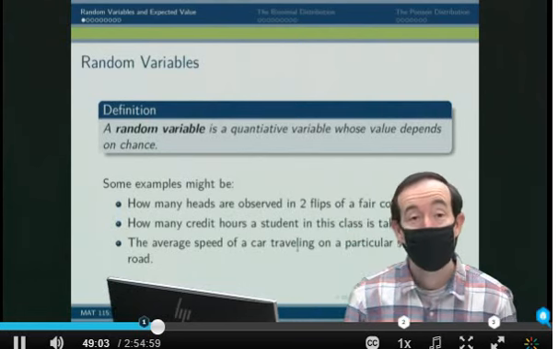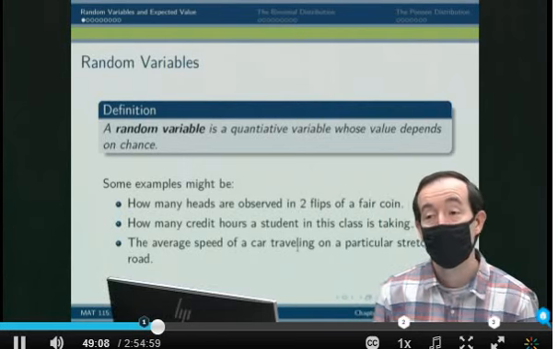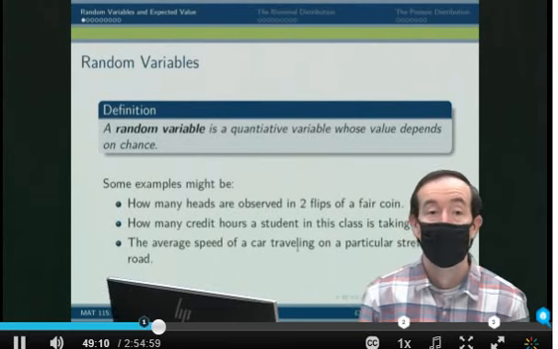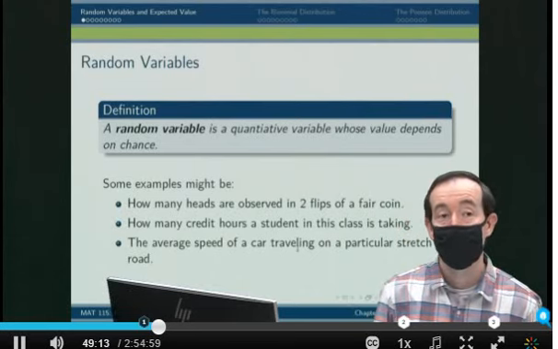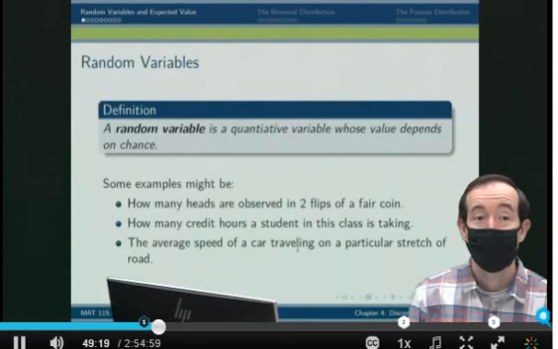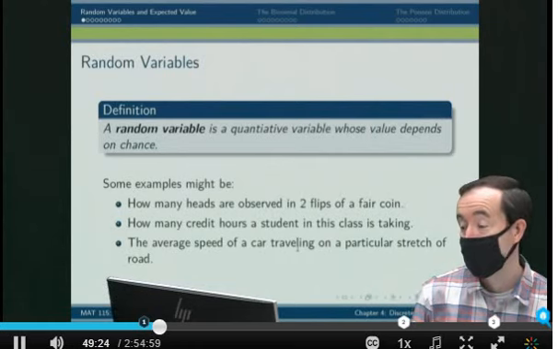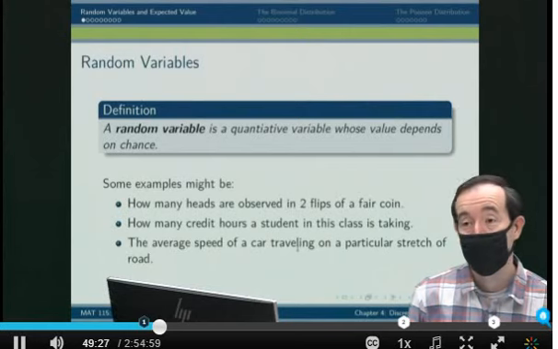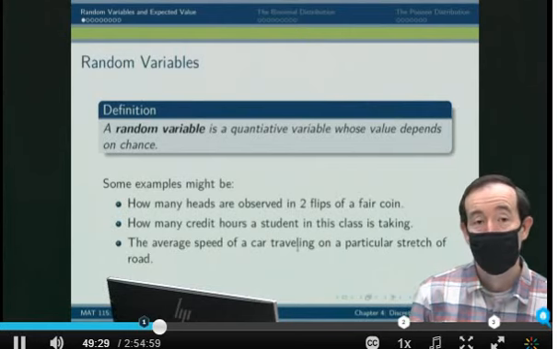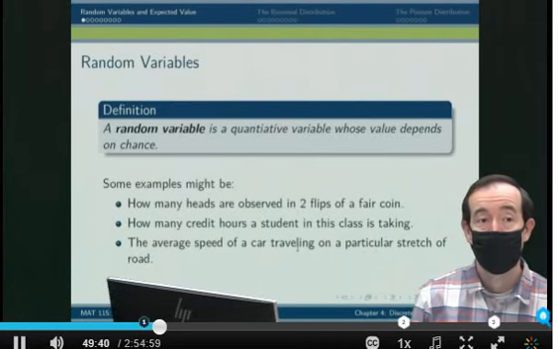Okay, so a random variable, by definition, we'll call a quantitative variable whose value depends on chance. So we cannot predict beforehand exactly what to expect. Some examples of a random variable might be: how many heads will I see when I flip a fair coin twice? I could see 0 heads, 1 head, or 2 heads. There are only 3 possibilities there, but I could list those out. They're separate possibilities, and in fact, I can find the probability of each of those outcomes. That's exactly what we'll be doing here with discrete random variables.